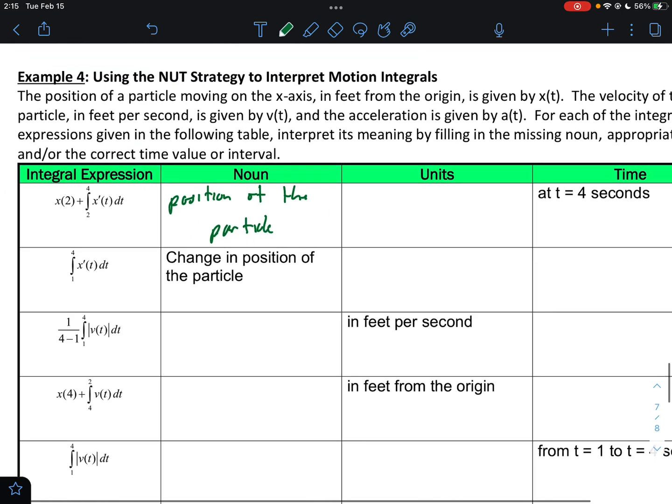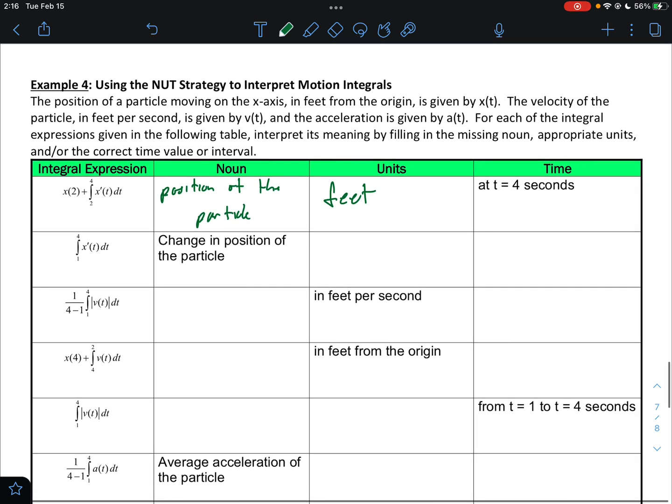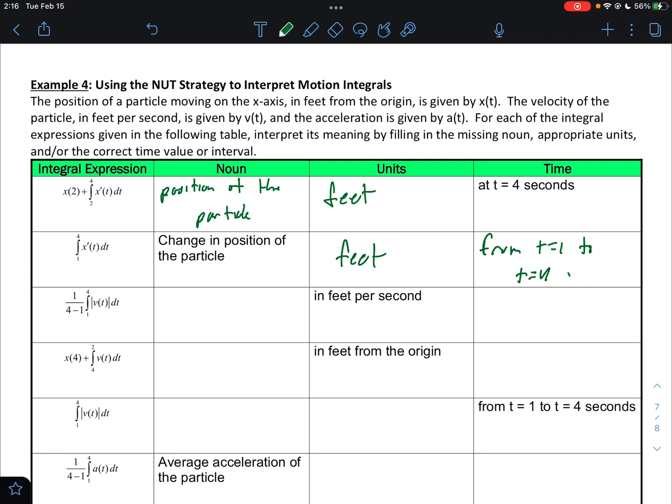The units for position is just given by feet. It's feet from the origin, just feet, and t equals 4 seconds. Second one, the noun would be the displacement, or you can say what it says here, the change in position of the particle. Units is still feet. And this is time from t equals 1 to t equals 4 seconds.